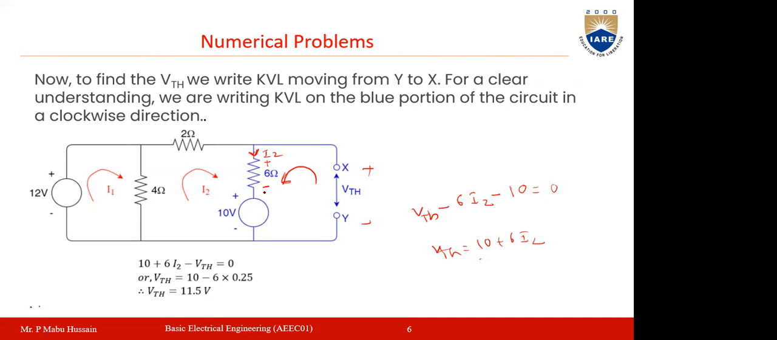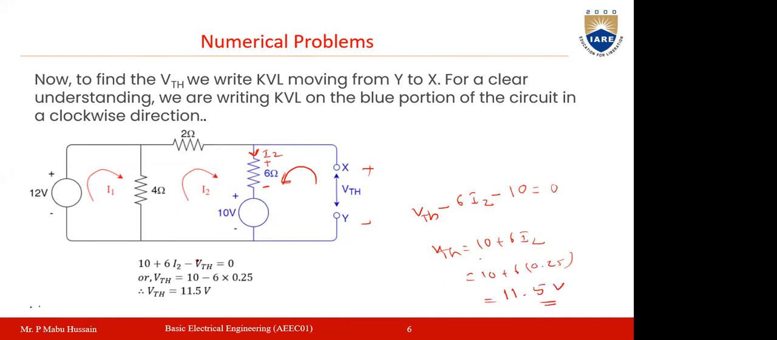Okay. So now I2 value you already know. I2 value is 0.25. So 10 plus 6 into 0.25. How much will you get? Let's calculate once. So 10 plus 6 into 0.25, you will get 11.5 volts.